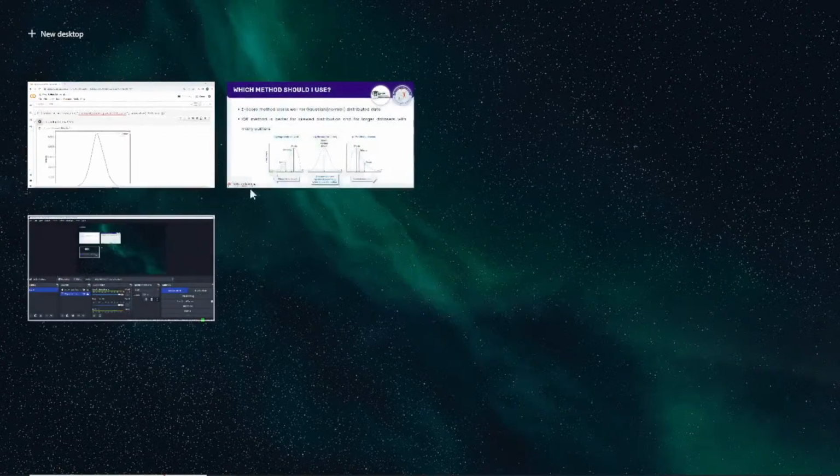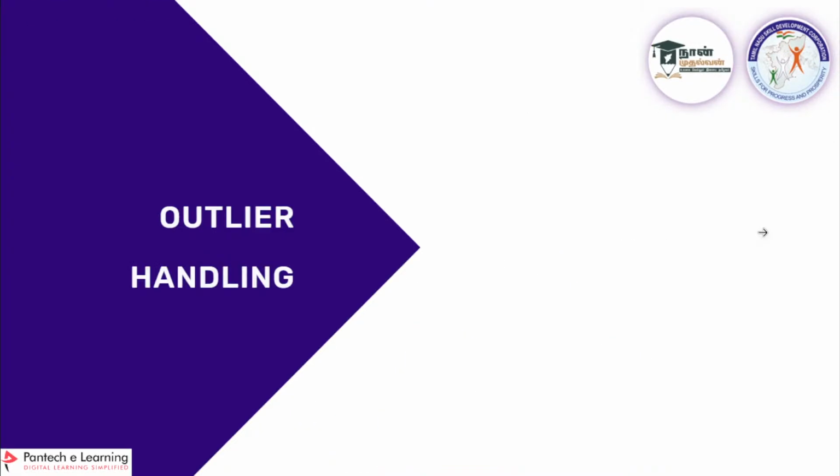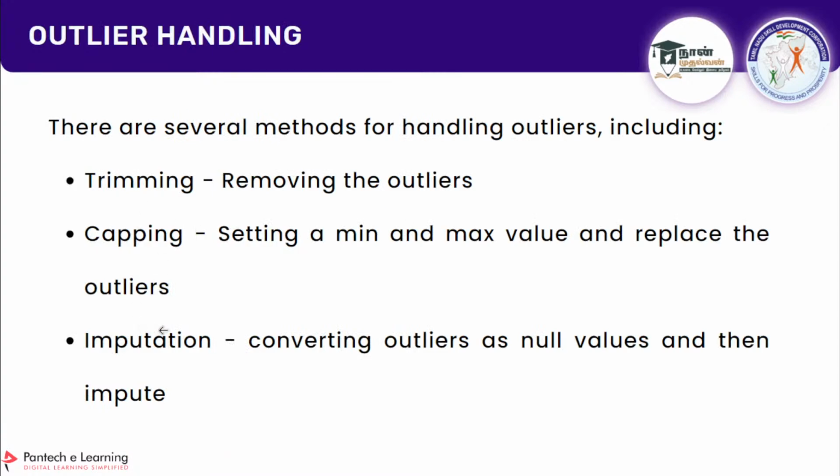And for handling the outliers, there are certain methods: trimming, capping, imputation. We'll see that in tomorrow's class.